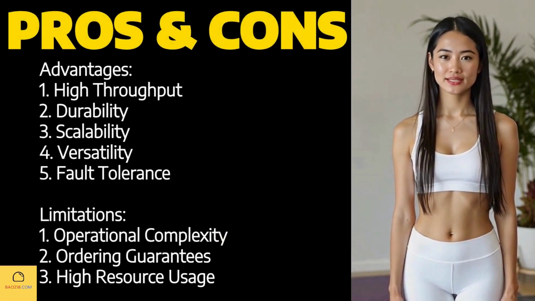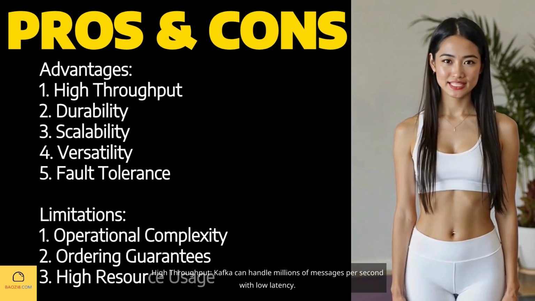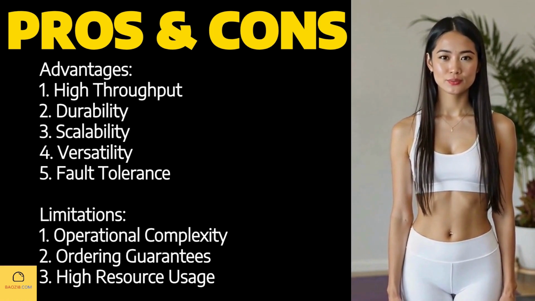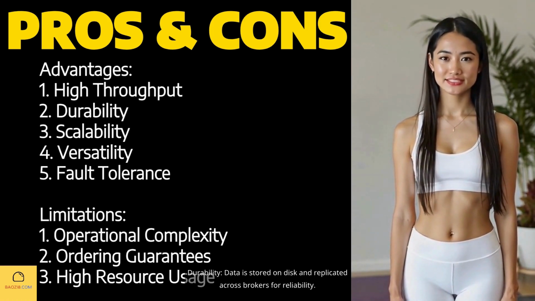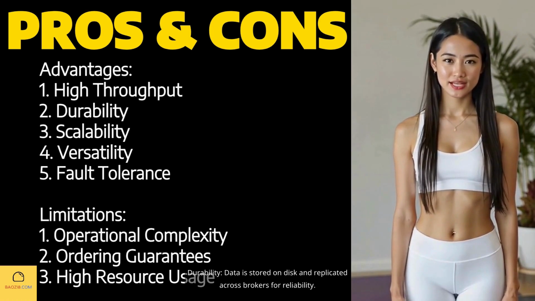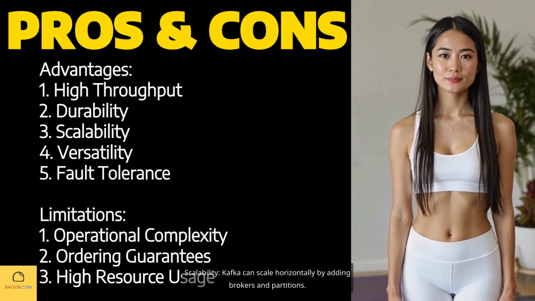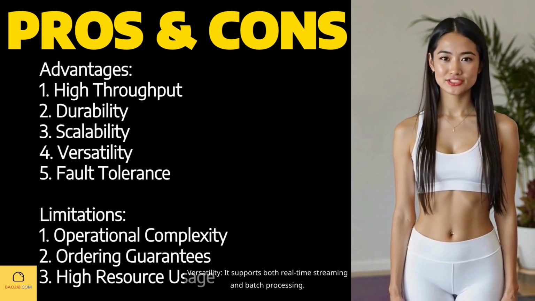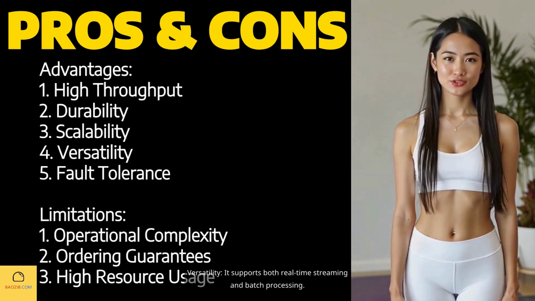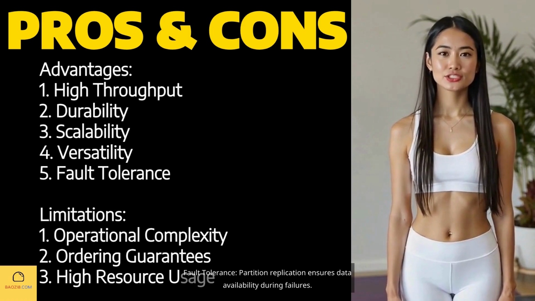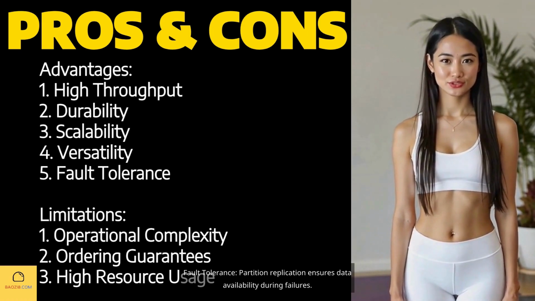Advantages include 1. High throughput. Kafka can handle millions of messages per second with low latency. 2. Durability. Data is stored on disk and replicated across brokers for reliability. 3. Scalability. Kafka can scale horizontally by adding brokers and partitions. 4. Versatility. It supports both real-time streaming and batch processing. 5. Fault tolerance. Partition replication ensures data availability during failures.